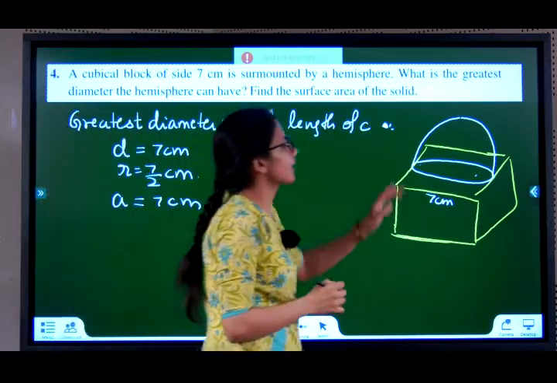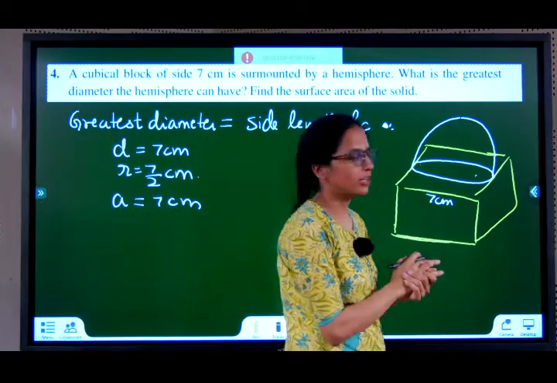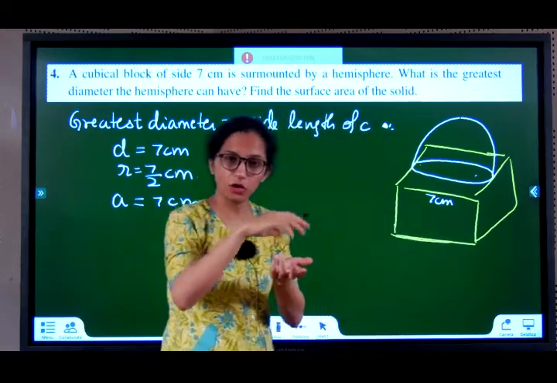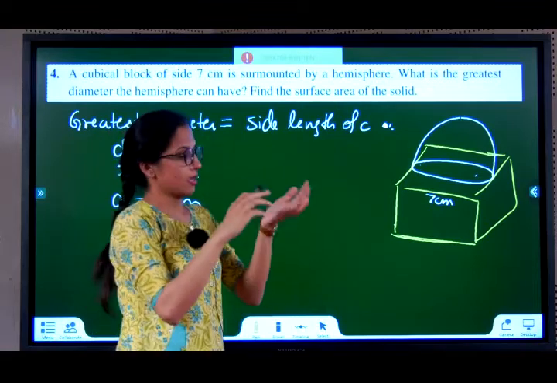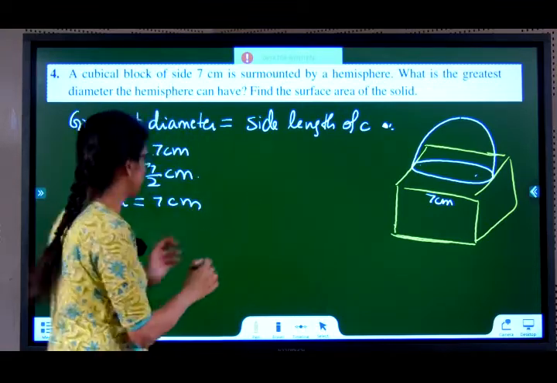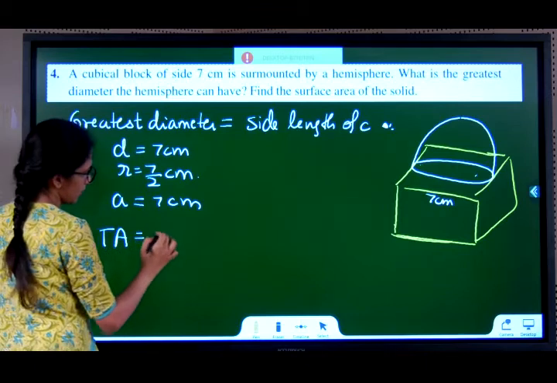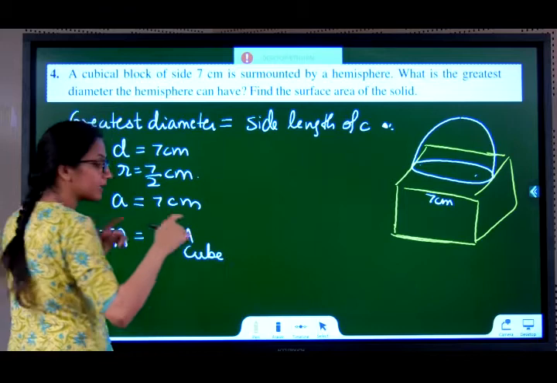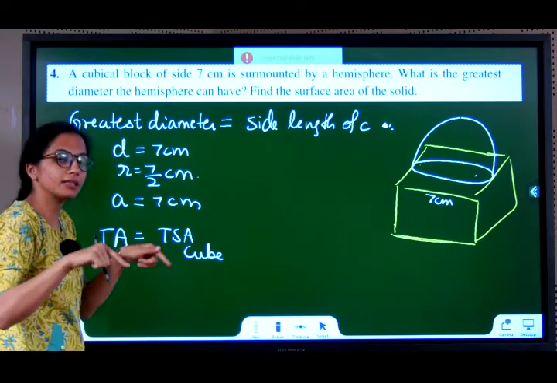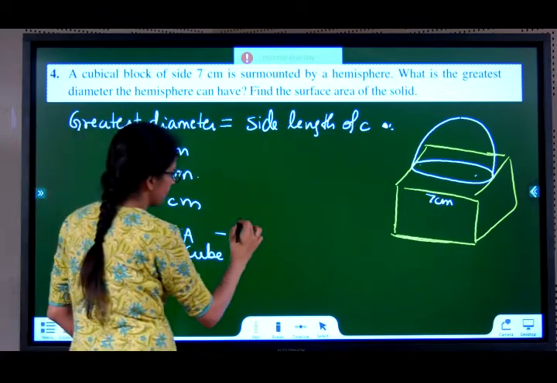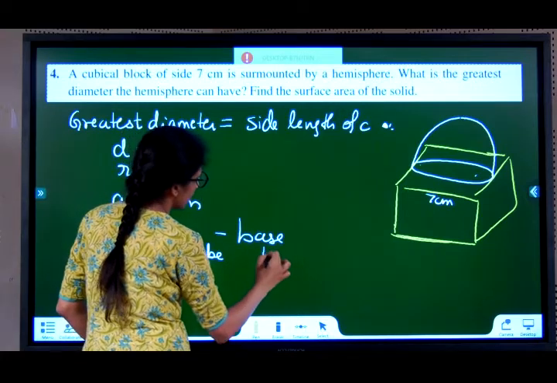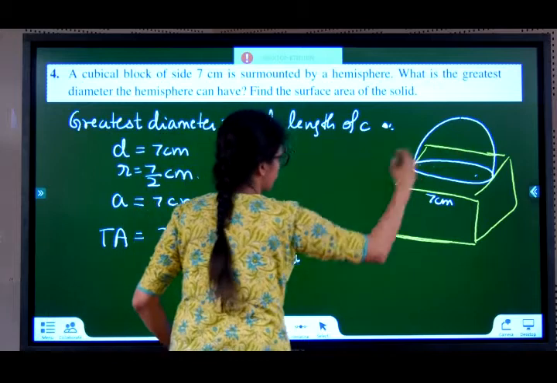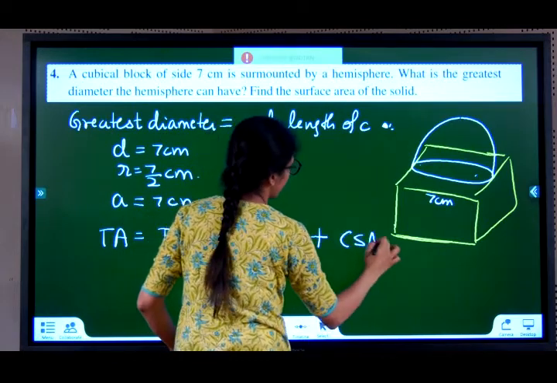Find the surface area of the solid. What is the surface area of the solid? We already saw this case where I took a black box and kept a green cap on top. Same ditto case. You paint the whole solid. So that is nothing but TSA of cube, but the circular region on top, that circle is removed. So minus base of hemisphere, plus the hemisphere also you will paint, so CSA of hemisphere.